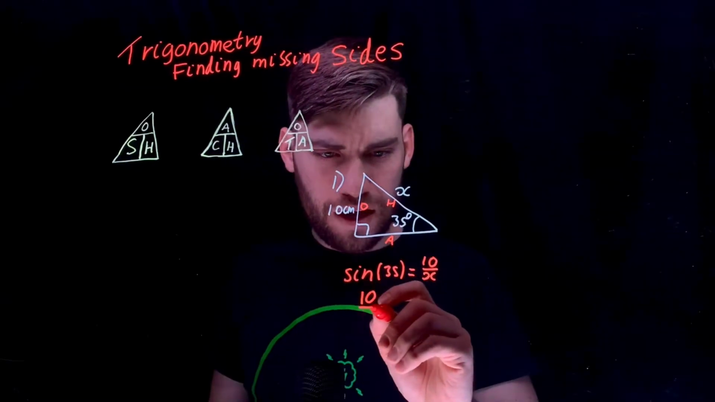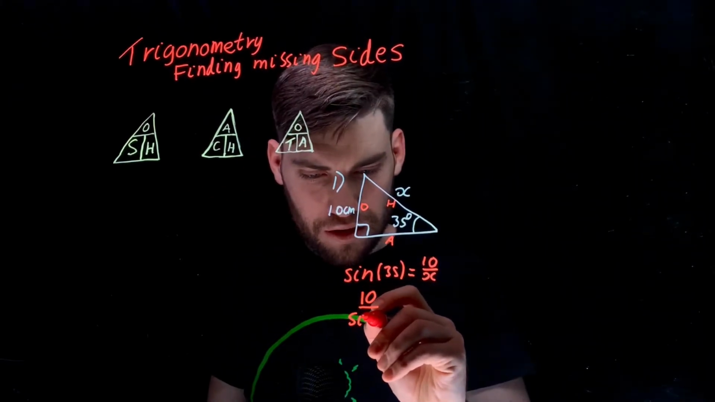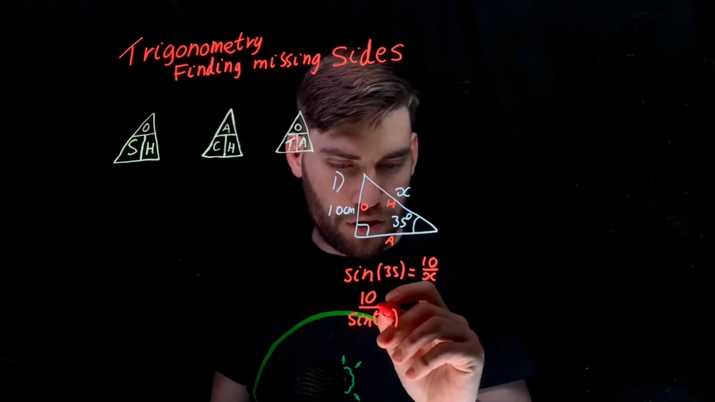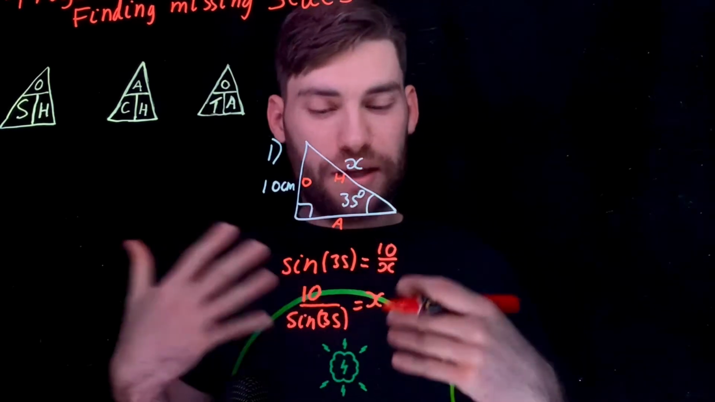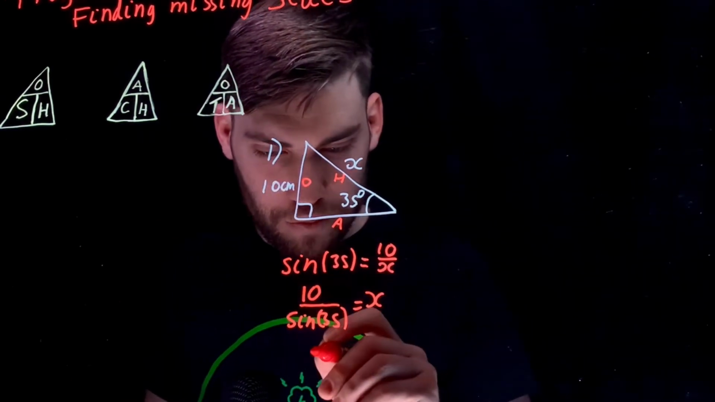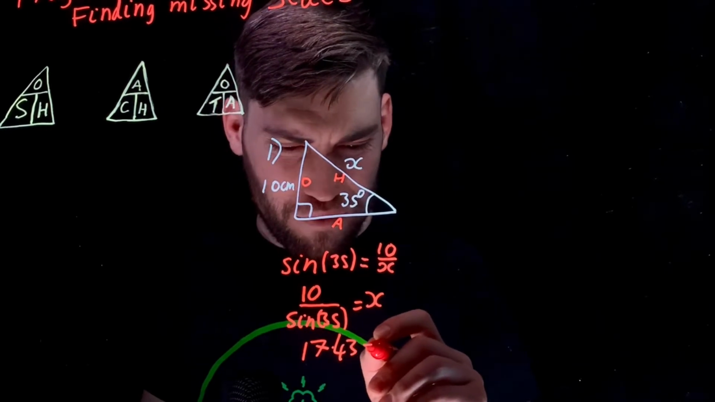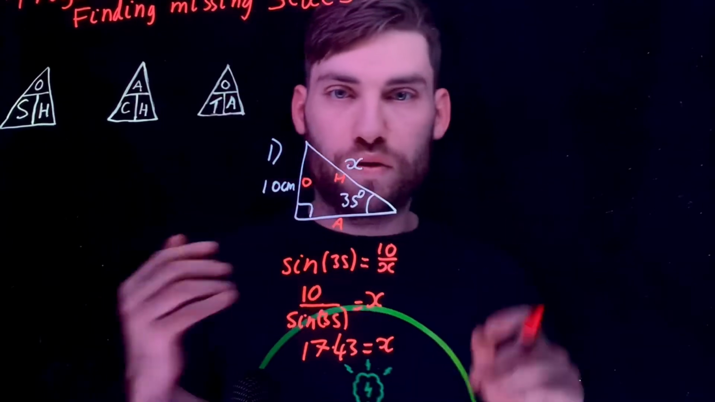10 divided by sine 35, so put sin 35, and that will tell you the hypotenuse, which we have labelled x. So when you put that into your calculator, you will get, rounded to 2 decimal places, 17.43. Yet again, I haven't wrote the full answer of all the decimal places just for speed. Okay, let's go on to another one.